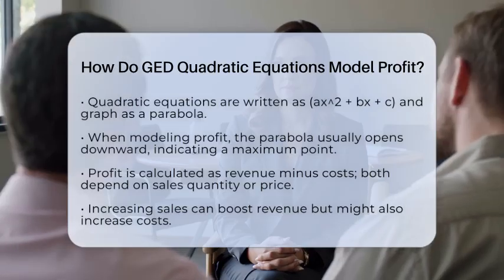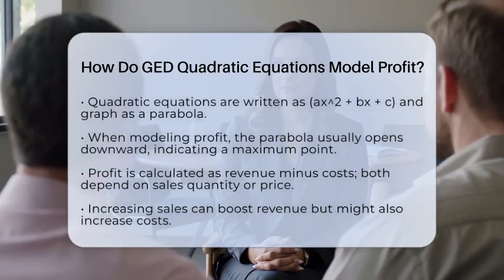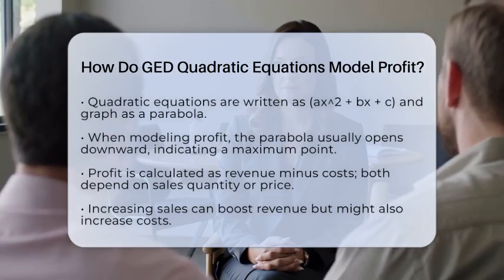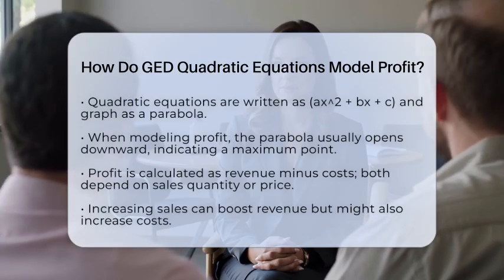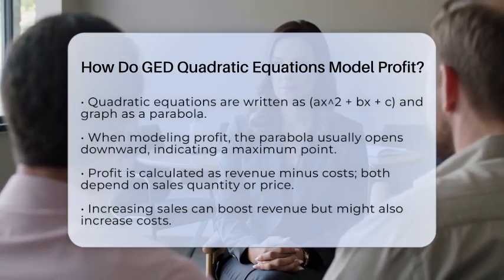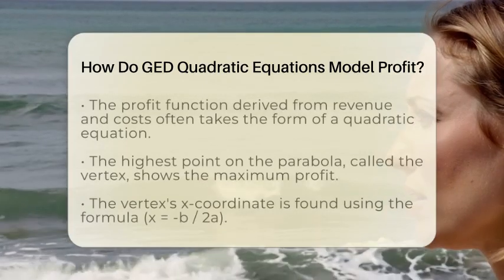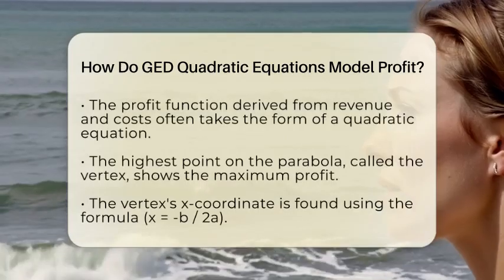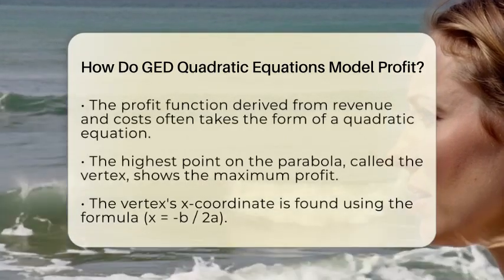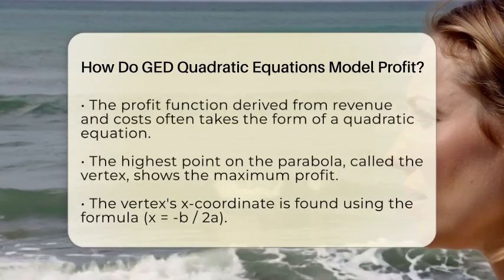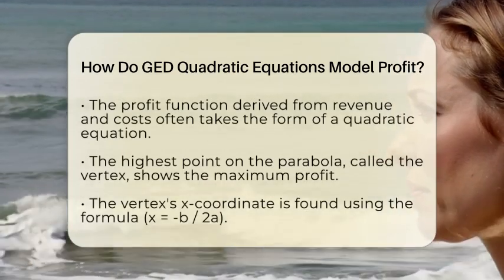In business, profit is the money left after subtracting costs from revenue. Revenue is how much money you make from selling items, and cost is what it costs to produce or buy those items. Both of these can depend on how many items you sell or the price you set. For example, if you sell more items, revenue goes up, but if the price drops too much, profit might decrease. Costs can increase as you produce more, maybe because you need more materials or labor.